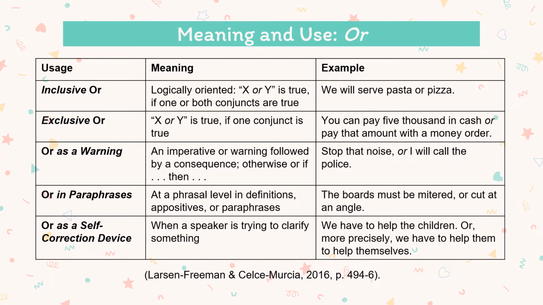Or it can also be used in paraphrases at a phrasal level in definitions, appositives, or paraphrases. Here's an example. The board must be mitered or cut at an angle. So here we have the word mitered, and then the writer felt like this might need to be explained to the reader, and so they added this definition, or cut at an angle. So here the word or is used to add that definition as a paraphrase.